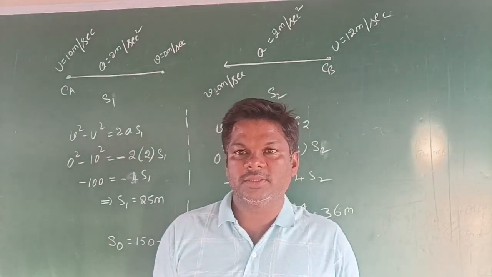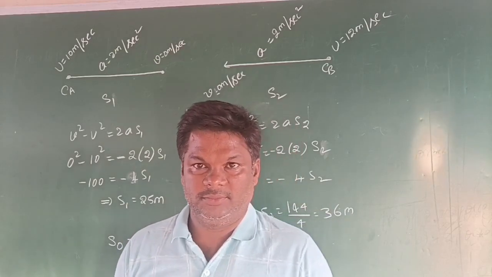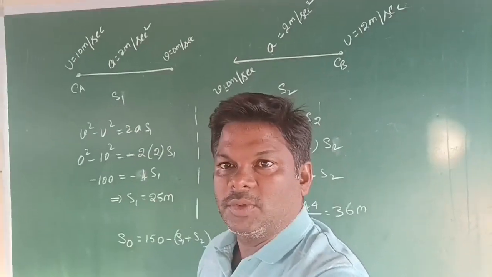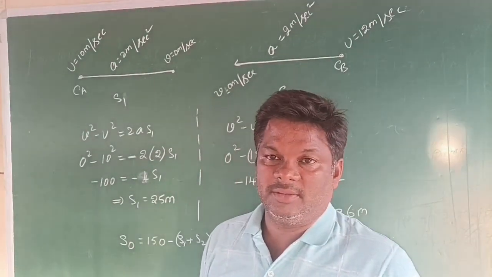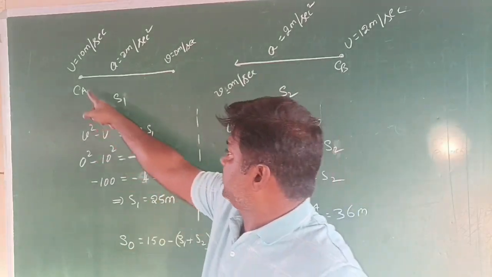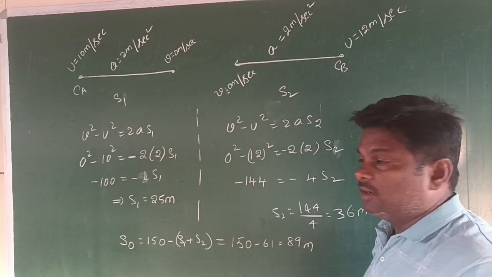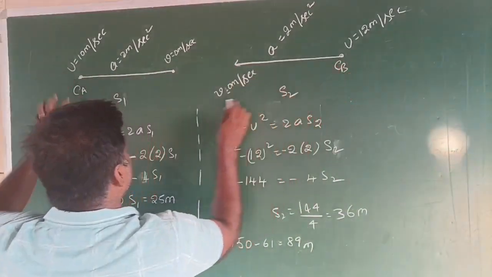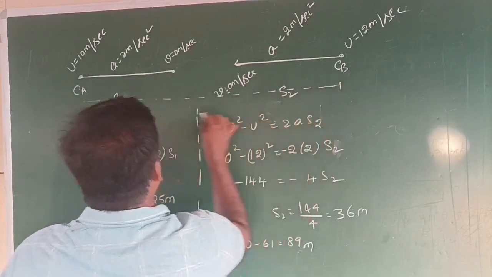Good morning, students. In our class today, we are going to discuss problem number 20. Here, two cars are given. Car A is here, and this is car B. What is the distance between these two cars? The distance between these two cars is 150 meters apart.